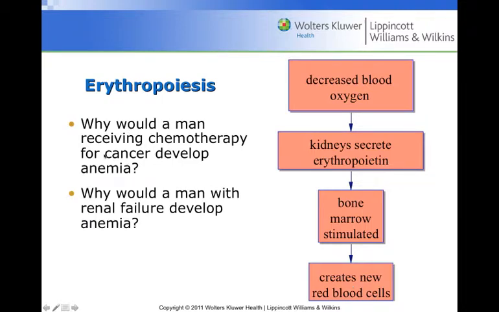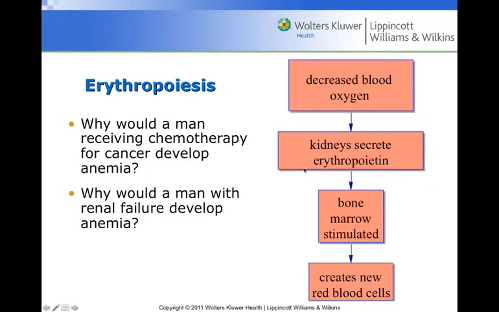They give you some questions here. Why would a man receiving chemotherapy for cancer develop anemia? So any kind of chemotherapy, anything that's treating cancer, is treating cells that are rapidly growing, and so we could damage rapidly growing cells like the red blood cells that are forming. Also, if we damage our bone marrow, which is where we make red blood cells, that could also be a possibility with chemotherapy.